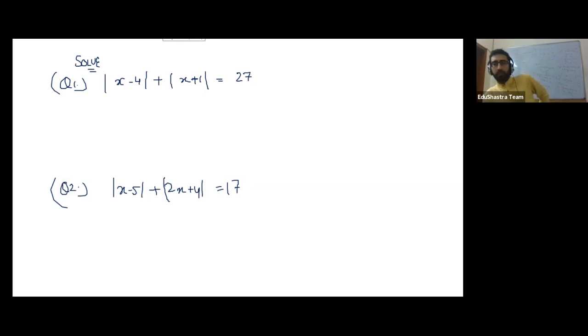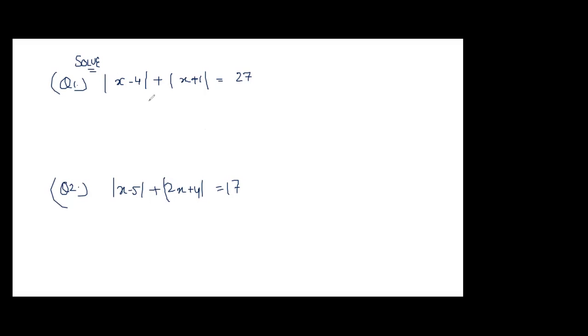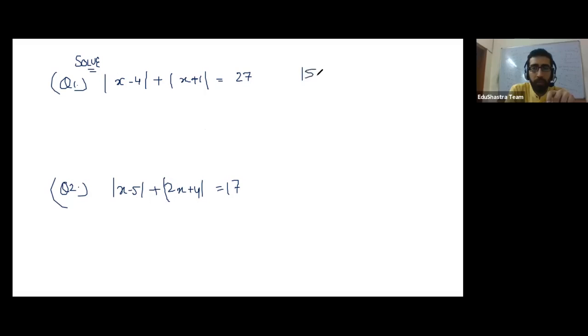Done the 2 questions? Yes. Okay, what are the answers to the first one? 15 and minus 12. Yes, 15 and minus 12 is absolutely correct. Technically, this is either 15 or minus 12. X takes one value at one time. So it's either 15 or minus 12.